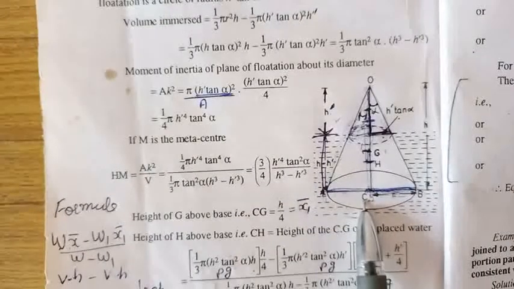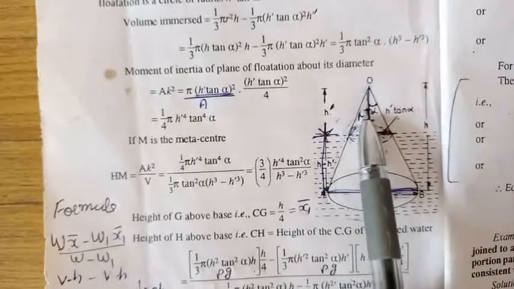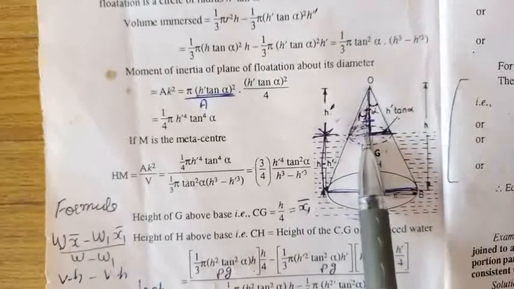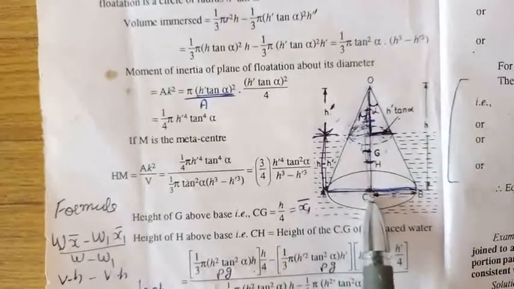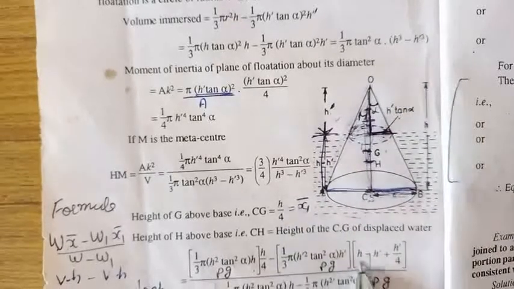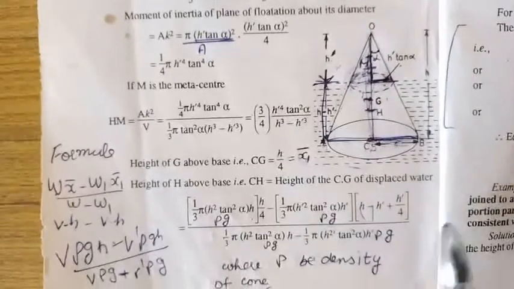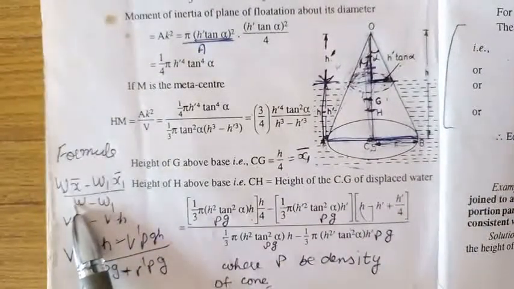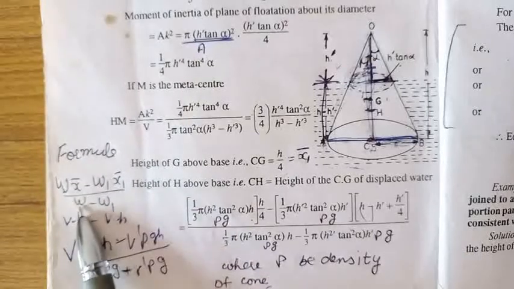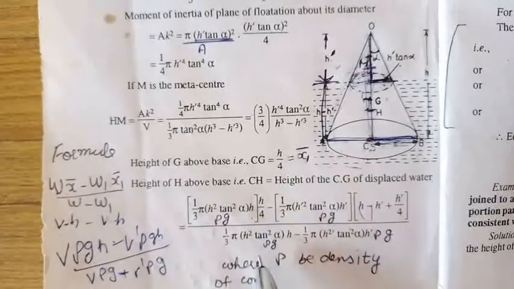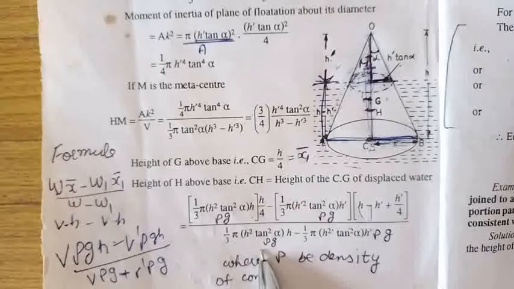X1 bar will be the distance of the center of gravity of this cone from C. Let us denote the center of gravity of the smaller cone is here. Then this distance is h dash by 4 and this distance is h minus h dash. So the distance of this point from here will be h minus h dash plus h dash by 4. In the denominator, substituting the values of W and W1, W is the weight of the larger cone, W1 is the weight of the smaller cone. So from numerator and denominator, we can cancel the terms rho G.